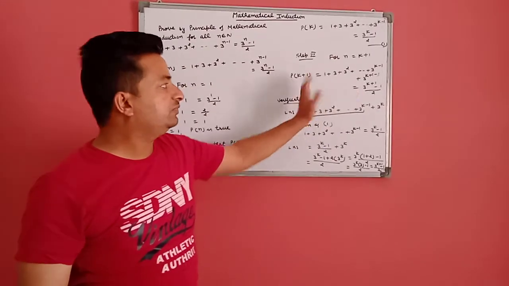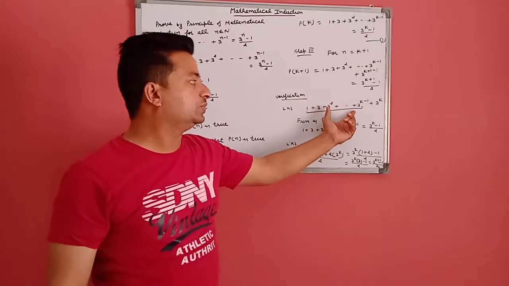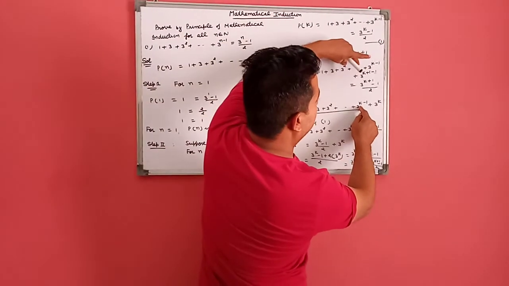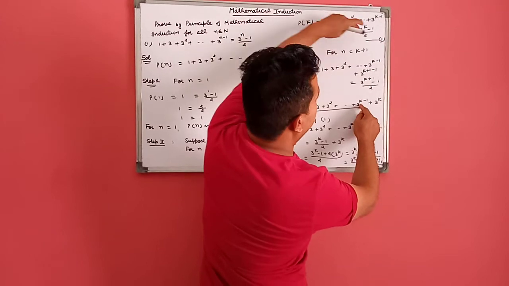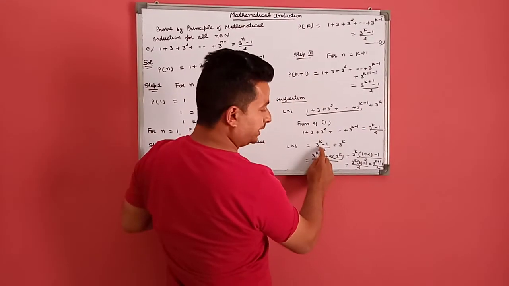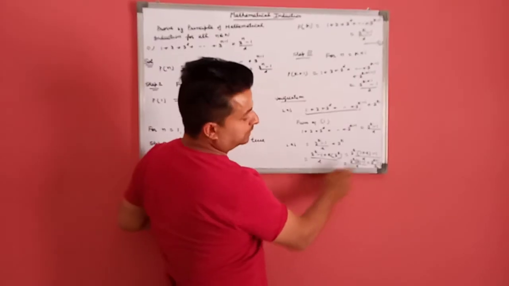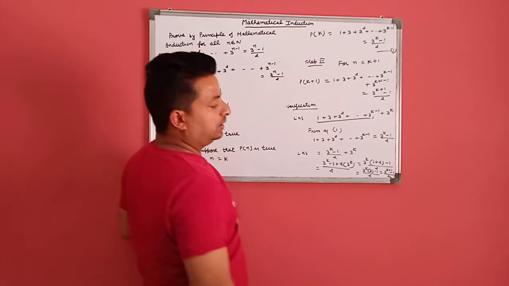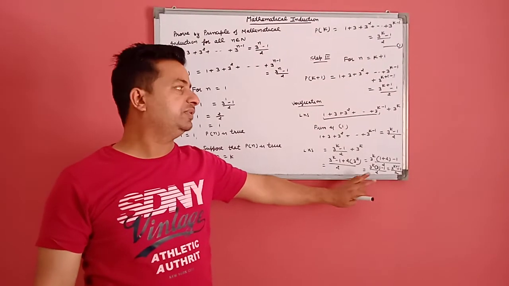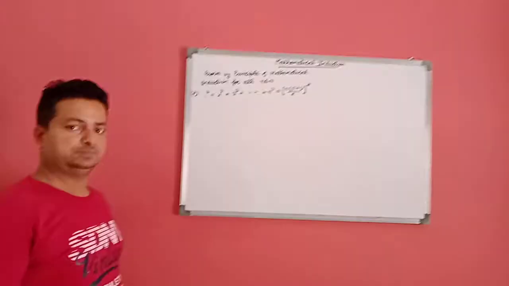For verification, we take the left hand side of the equation. In this is this term. This is equal to 3 power k minus 1 upon 2. We put its value here and take the LCM of this. We get 3 power k plus 1 minus 1 upon 2. That is the right hand side. This is the verification of this question.